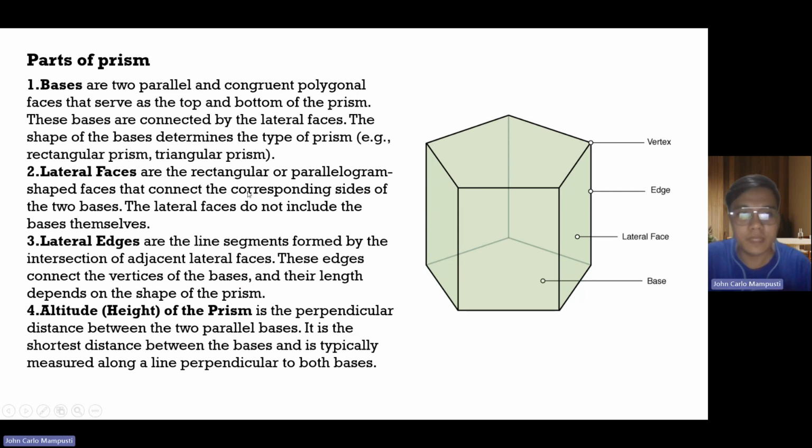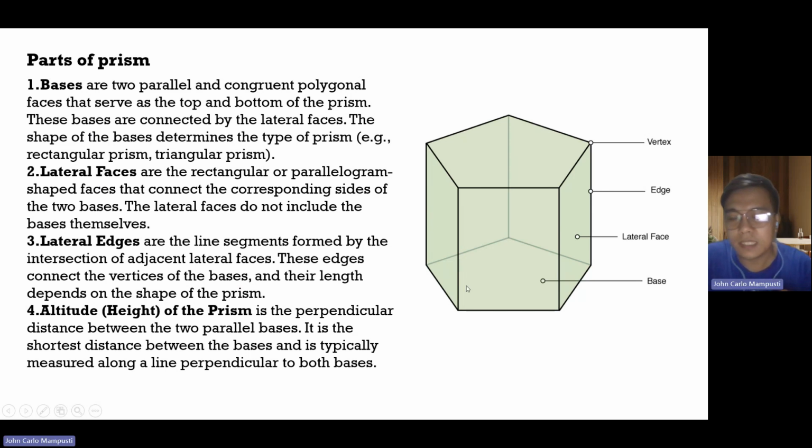So for number one, we have bases. Bases are two parallel and congruent polygons. When we say bases, this is considered as a face. Na-discuss ko na last time yung kung ano yung ibig sabihin ng face. So bases are also considered as faces that serve as the top and bottom of the prism. These bases are connected by lateral faces. The shape of the bases determines the type of prism. For example, you have rectangular prism, triangular prism, and etc.